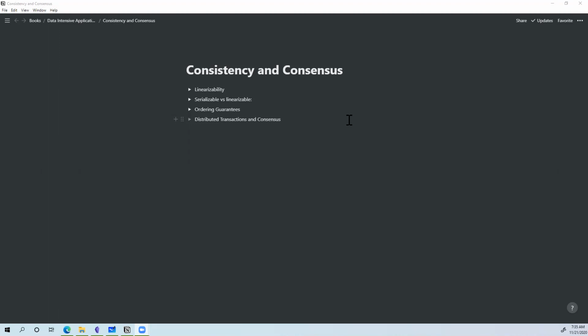This is another session of book club, and this is the second part of consistency and consensus. Before we begin, let's do a quick recap of what we discussed last week. Last week we discussed linearizability, right? Linearizability is strong consistency, which is the C in the CAP theorem. And we discussed what makes a system linearizable.